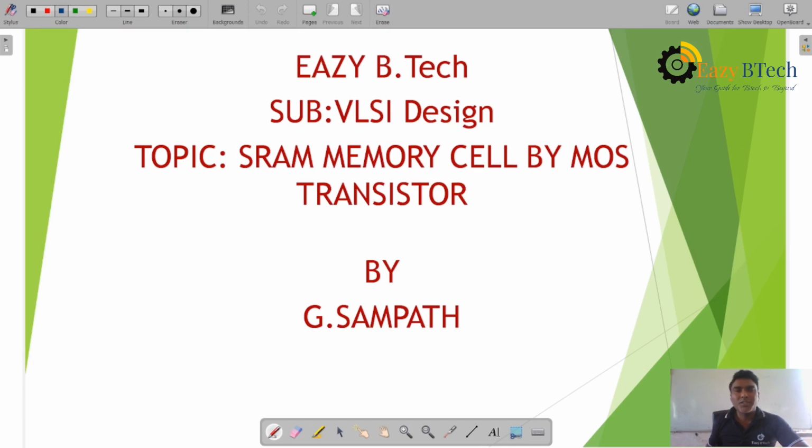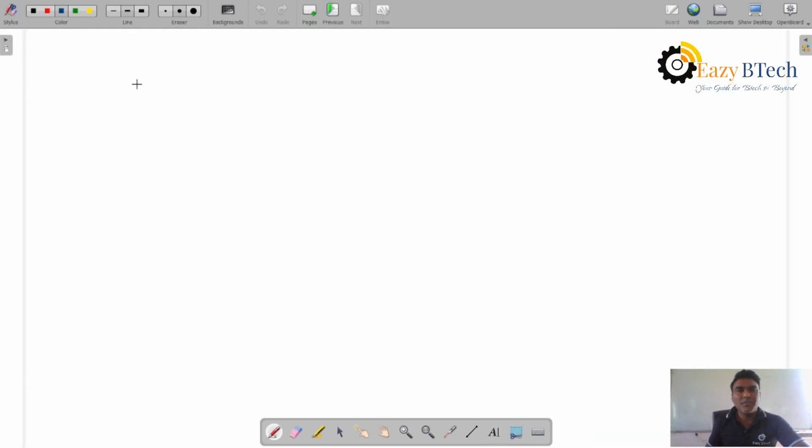Today we are going to discuss SRAM memory cell by using MOS transistor. Last class we discussed about DRAM, dynamic random access memory, and today how it will be designed, right? A 3 transistor memory cell, 1 transistor memory cell. So every time it is a capacitor charge storage, right? We can refresh every time, but it is SRAM, static random access memory, right?